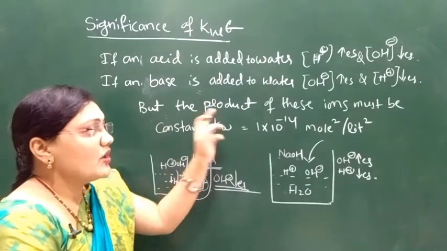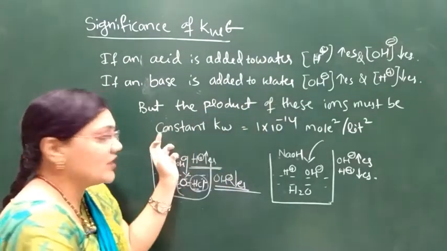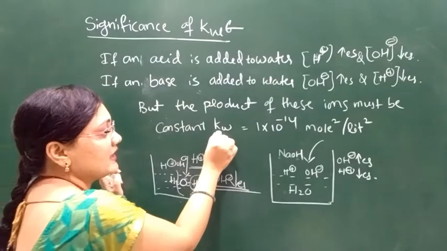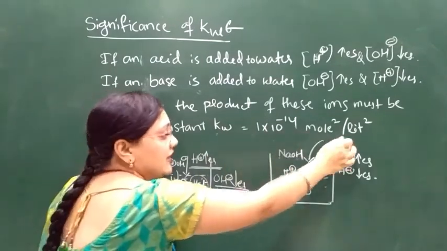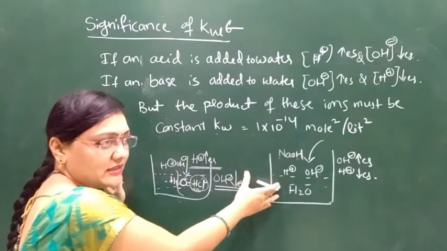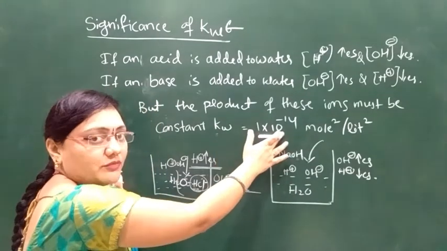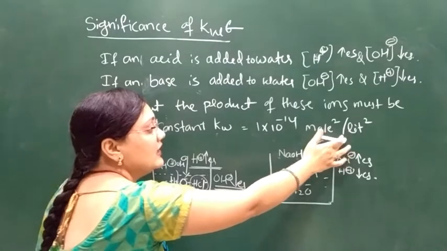But the product of these ions must be constant. This constant is Kw, equal to 1 into 10 to the power of minus 14 mole square per liter square. This value must be constant.